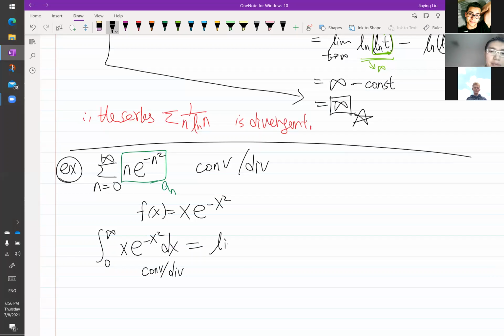So we can write it using the limit definition, just like the previous example. The limit as t goes to infinity of the integral from 0 to t of x e to the negative x squared dx. Again, in this example, what should I do if I want to integrate this? Should I use integration by parts, or should I try something else? Any suggestions? Integration by parts?